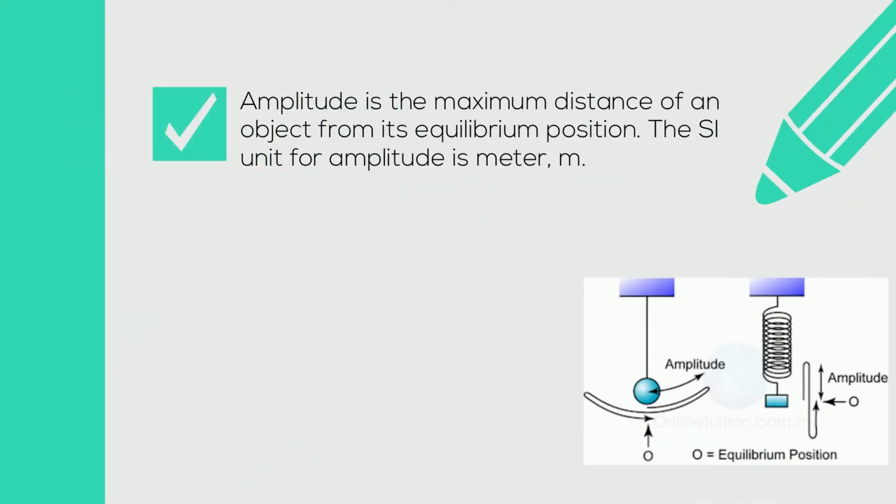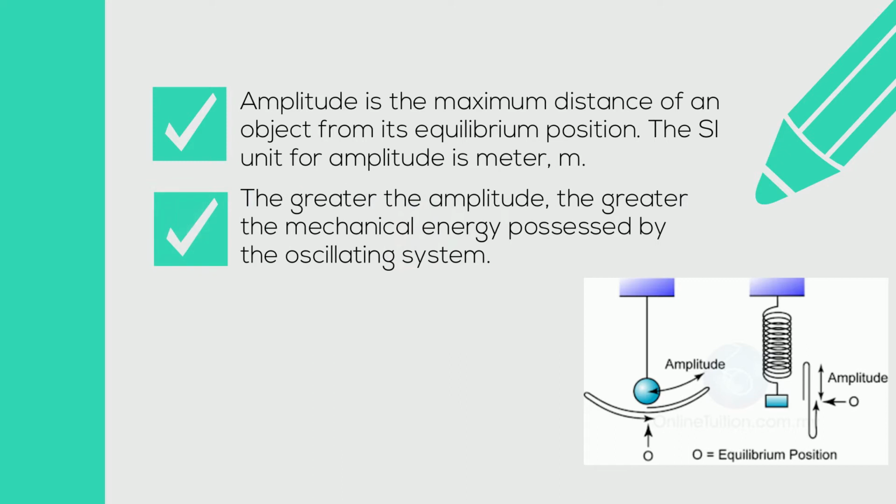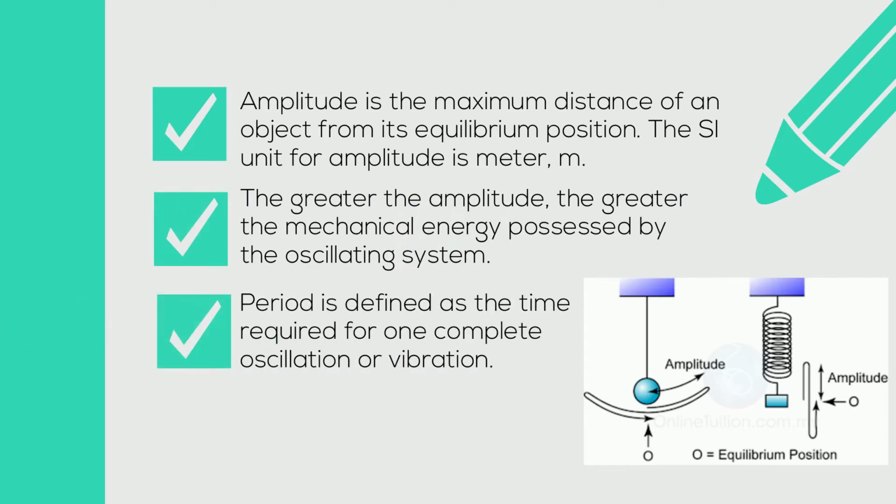Amplitude is the maximum distance of an object from its equilibrium position. The SI unit for amplitude is meters. The greater the amplitude, the greater the mechanical energy possessed by the oscillating system. Period is defined as the time required for one complete oscillation or vibration.